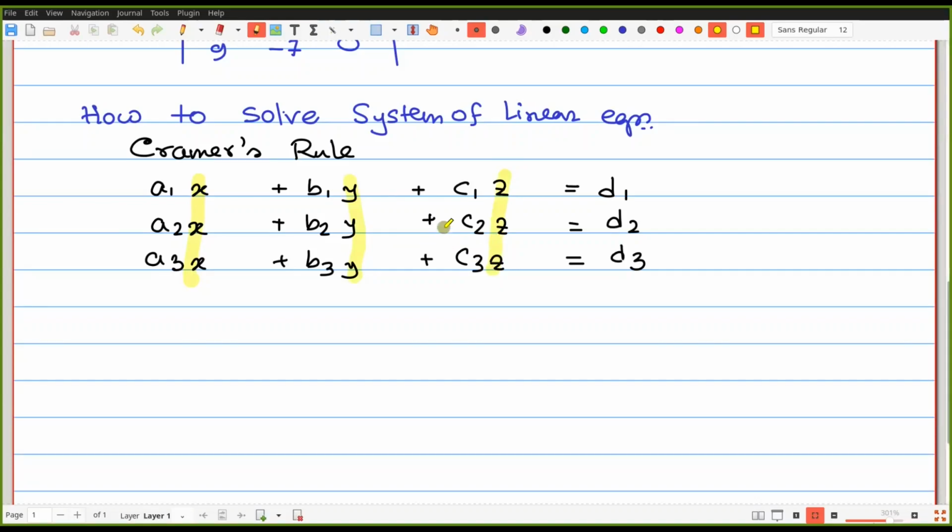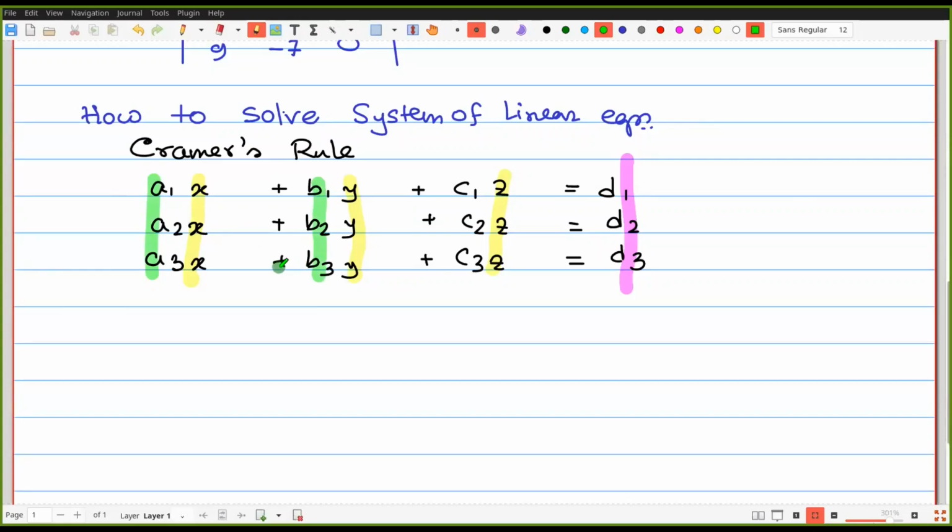According to the columns, the first column represents the variable x, the second column represents the variable y, and the third column represents the variable z. Those are originally the resultant. So how can we proceed with the coefficients? These are the coefficients. The green ones are the coefficients of the variable x.